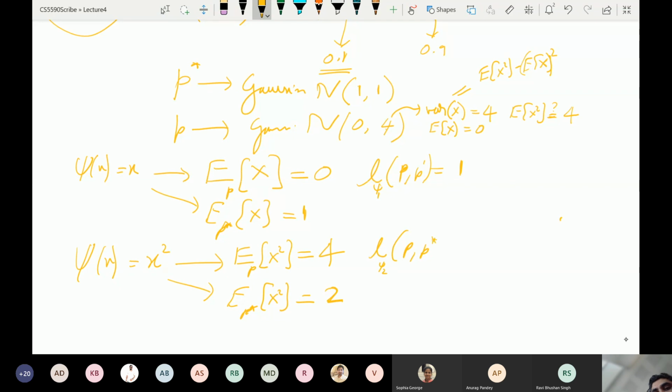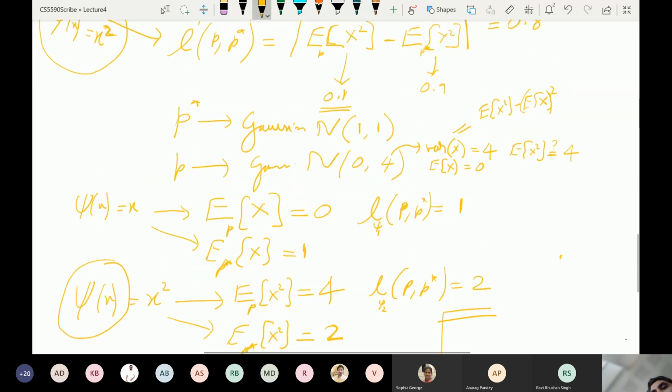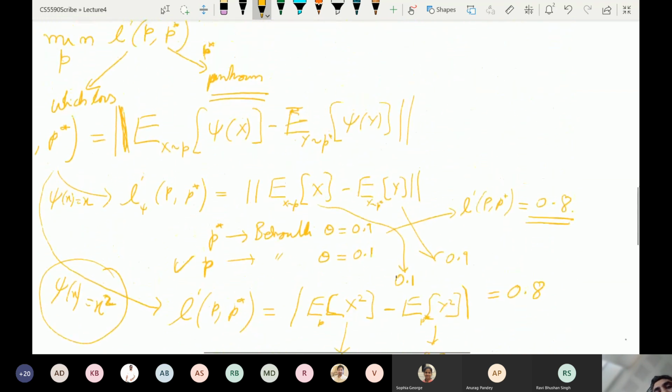The loss is 2. Good. Right? So you are seeing that this function of course matters depending on the psi function. I'll get various loss functions. I just gave you examples, right? So is this loss function clear to you?